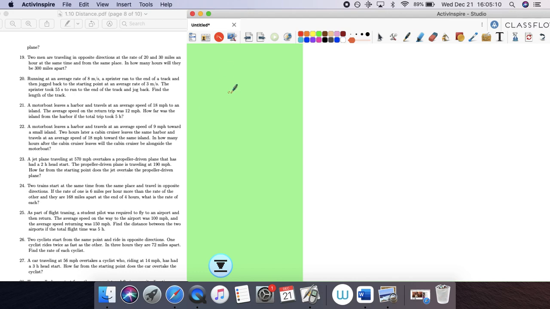29. Again, we have a bus overtakes a car traveling at 45, so we have a bus.